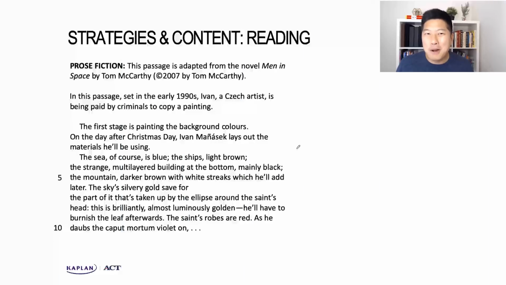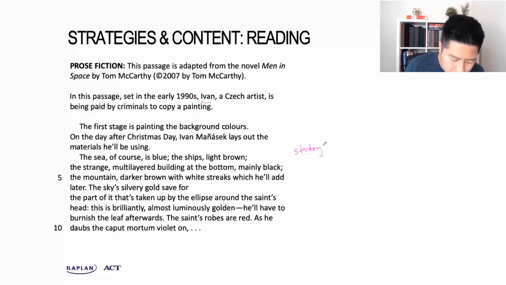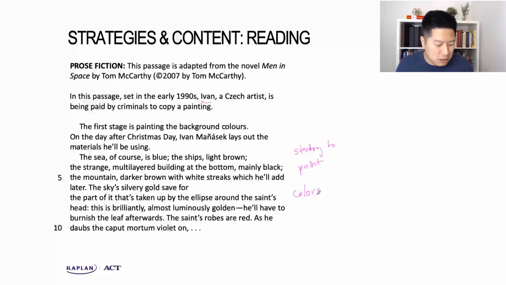All right, so in this first part of the story, all we really got to figure out is who are the main characters. That's Ivan, an artist who's being paid by criminals to copy a painting, and what the setting is. And the author has taken some time to show us that Ivan is starting to paint. And there's a whole bunch of colors that Ivan is going to be using. That's all we really need to know. And I don't want you to spend too much time really diving into those colors, because if they do ask a question about them, we can always come back for it. So let's move forward and figure out what happens next.